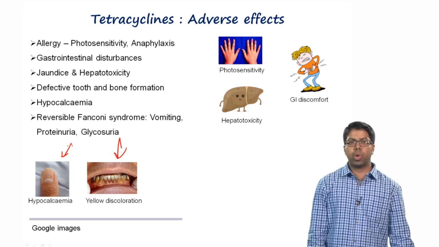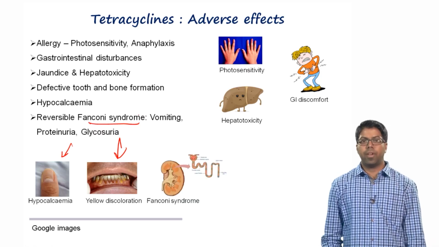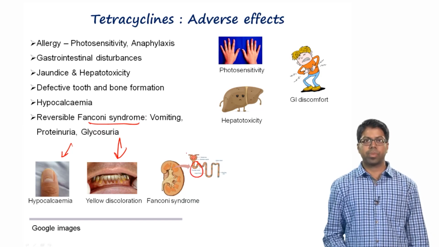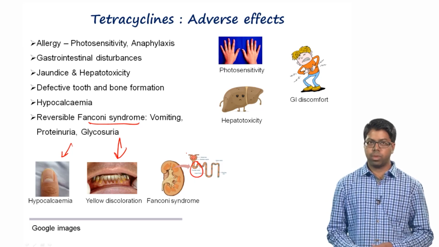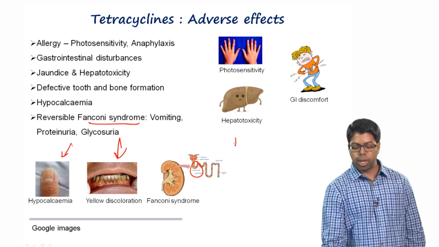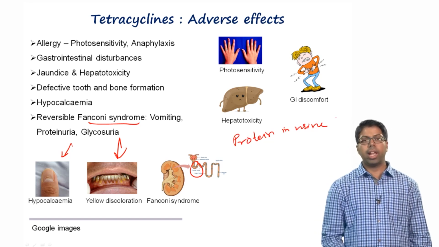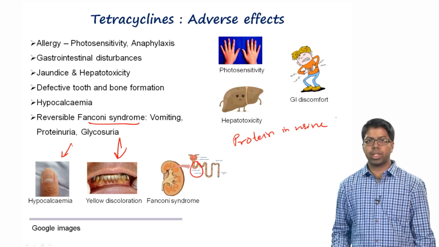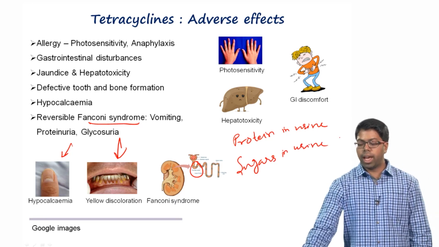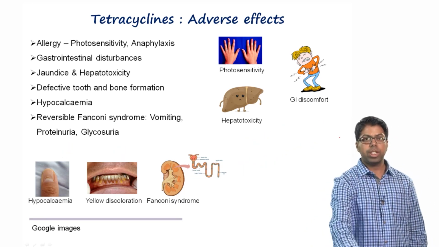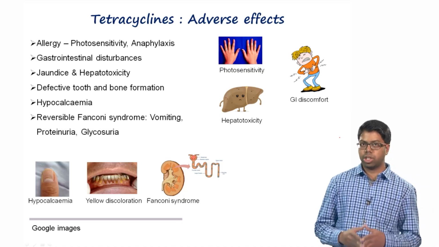Tetracyclines are also associated with a rare side effect called Fanconi syndrome, which is associated with the dysfunction of the proximal tubules of the kidney. This syndrome is characterized by symptoms such as vomiting, proteinuria, and glycosuria. Proteinuria is a condition characterized by an excess amount of protein in urine. Likewise, glycosuria is a condition characterized by an abnormal amount of sugar in urine. Thankfully, this syndrome is reversible, meaning these effects will fade with time once the administration of tetracycline is stopped.